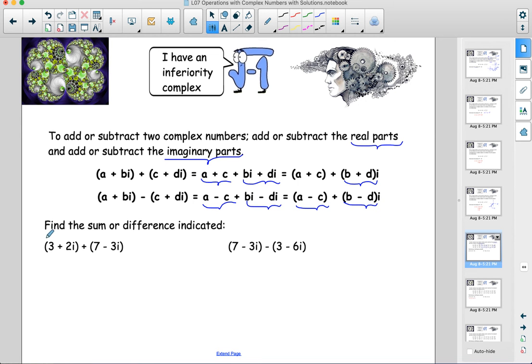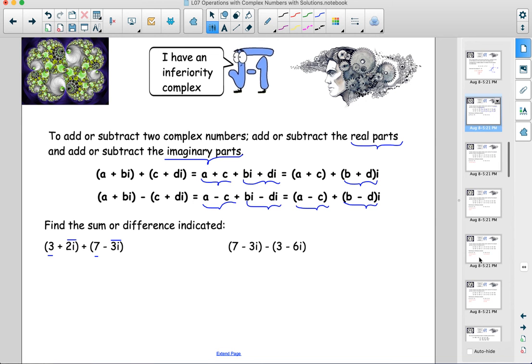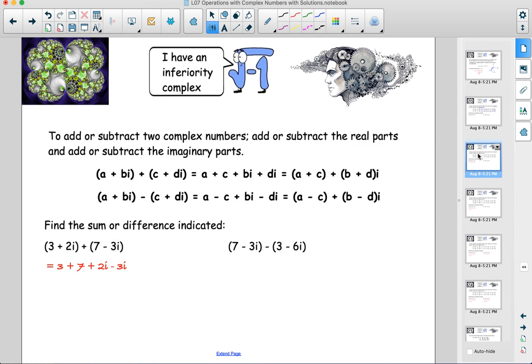So a couple of practical examples. You can get started on this particular one. There are the real parts, and there are the imaginary parts. Add the real parts together and add the imaginary parts together. Again, you're in control of the timing. I'm just going to move forward to show you what that would look like. The real parts, 3 plus 7. The imaginary parts, 2 minus 3i. And if we finish, that's going to get us to 10 minus i. So this number is the sum of those two complex numbers.